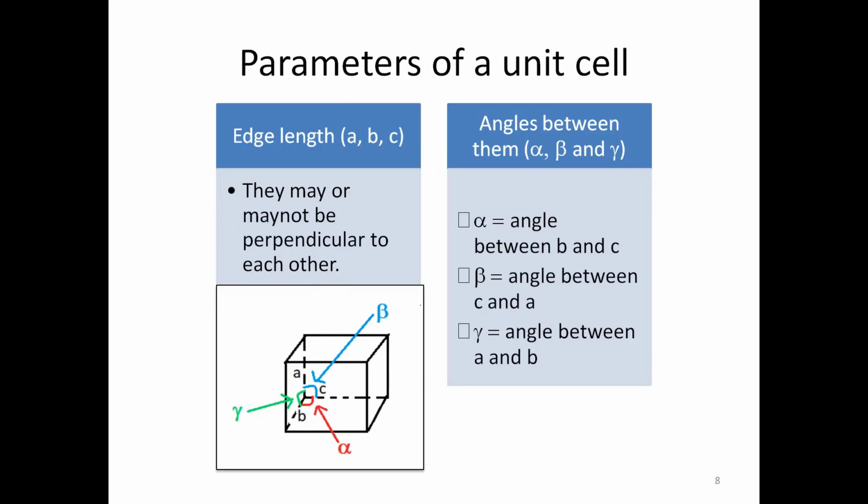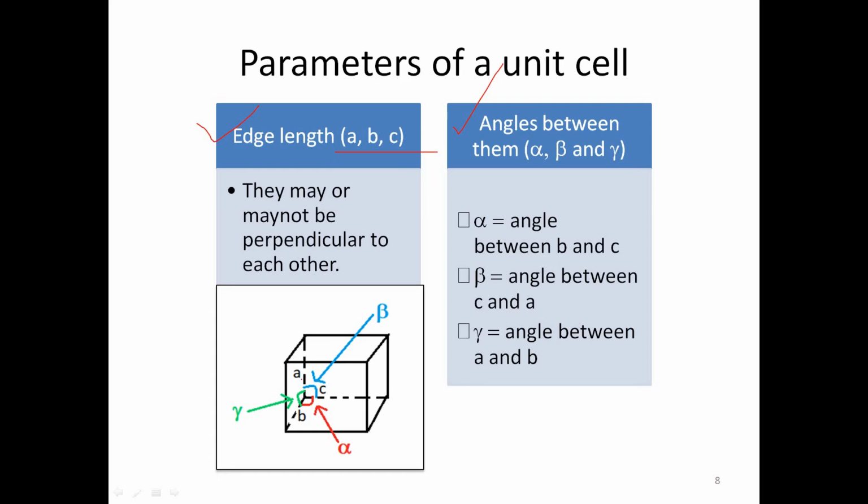Now I have told you that unit cells contain all the characteristics of the crystal lattice. So you might be curious to know what those characteristics are. A crystal lattice is characterized by 6 parameters. What are they? Three edge lengths a, b, c, then 3 angles between these edges: alpha, beta and gamma.